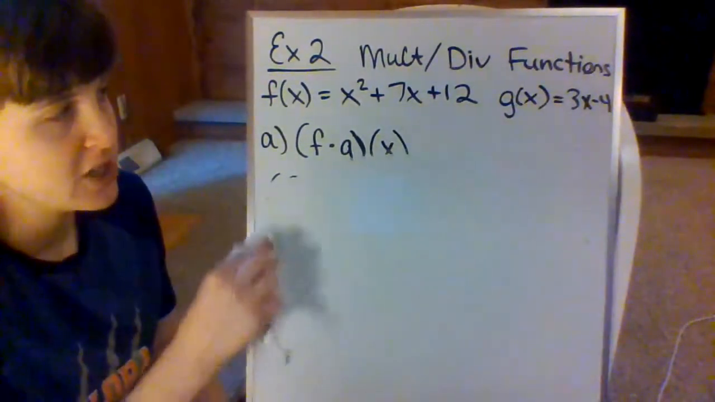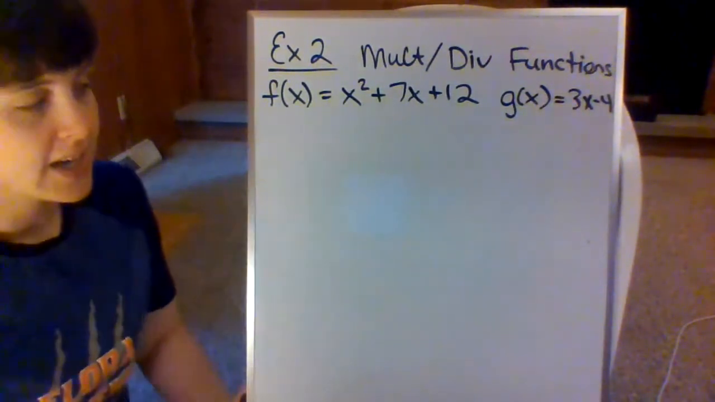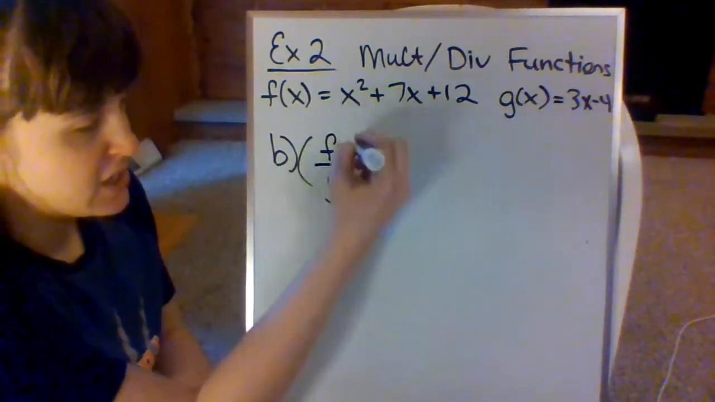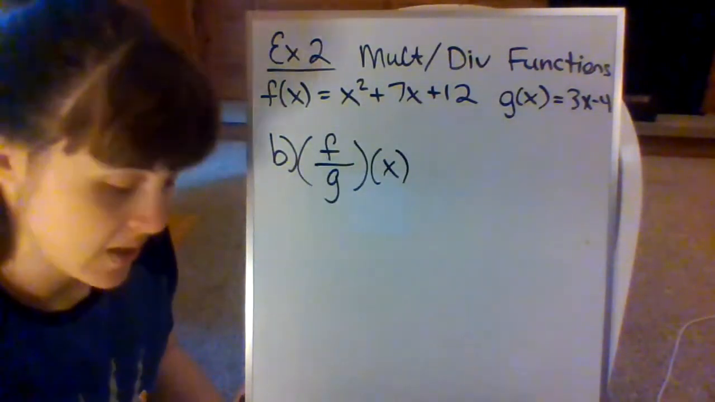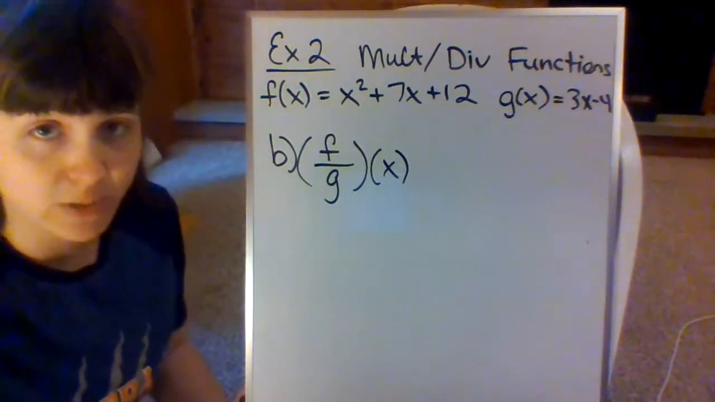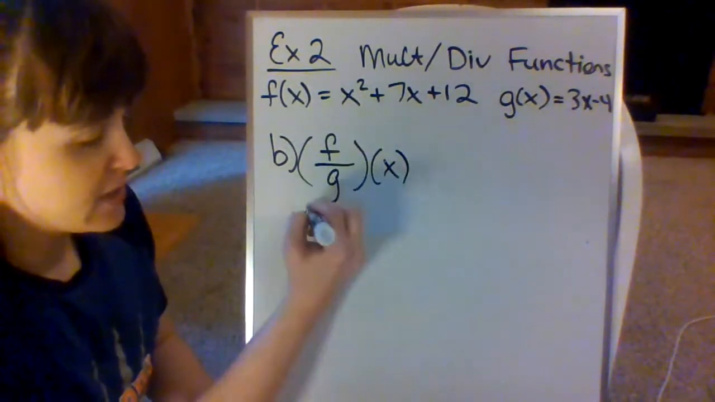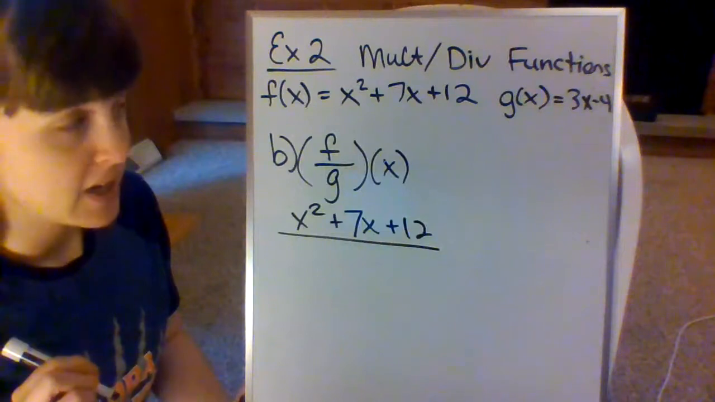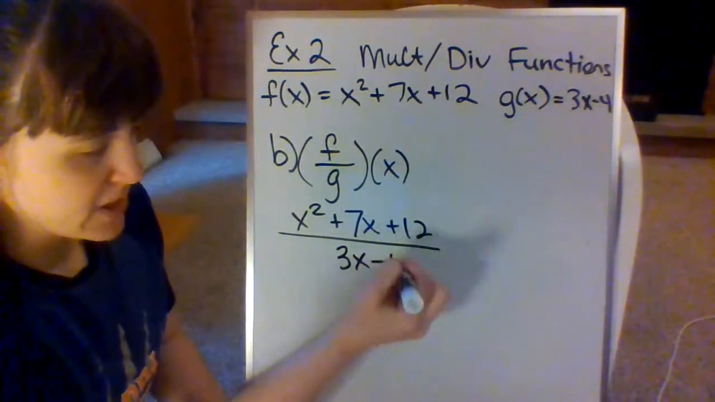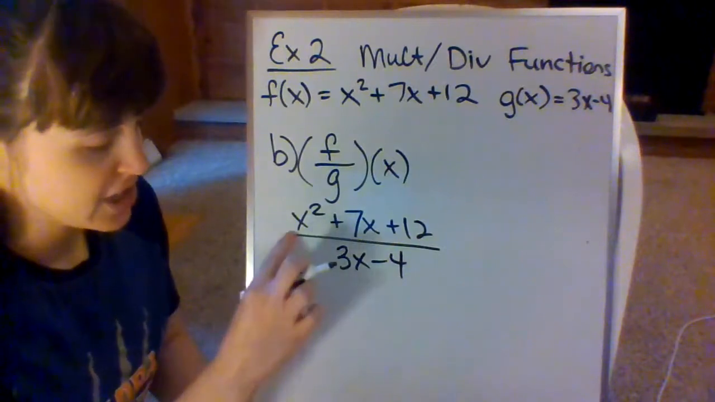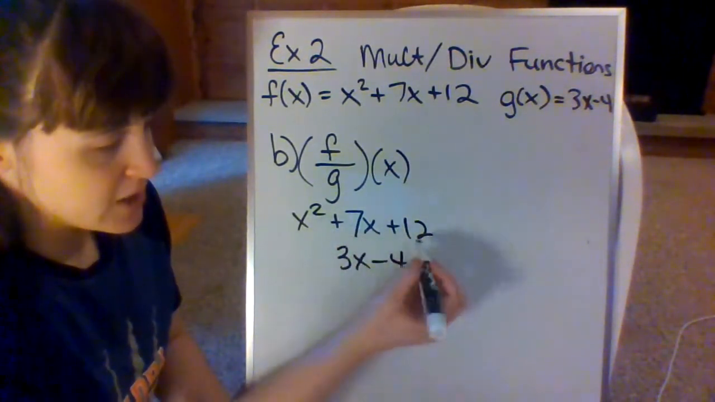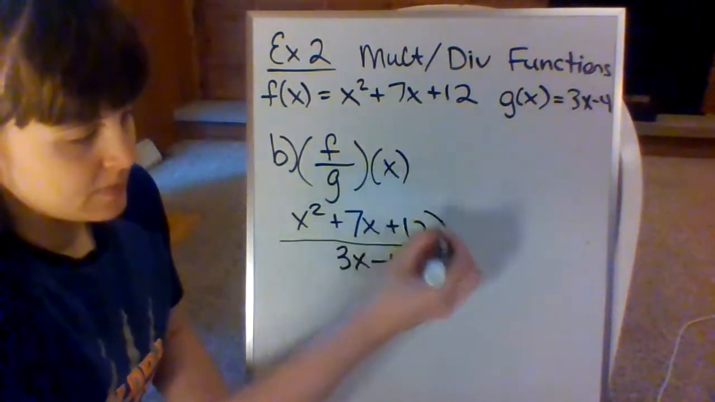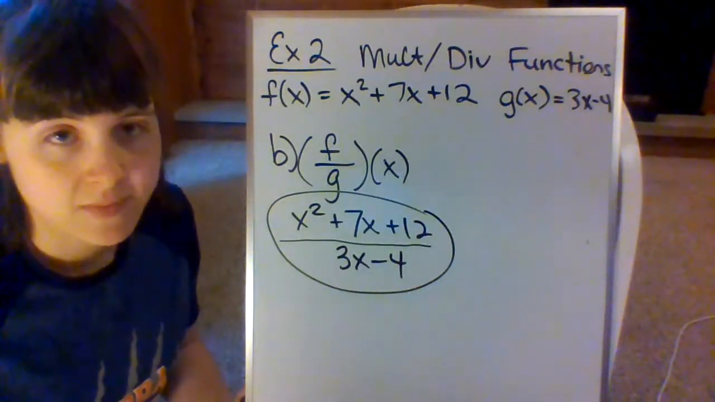So we still have these two functions, f of x and g of x. And now, for part B, we're going to divide them. So f divided by g of x. And so to write f divided by g of x, we're going to take the f function, which is x squared plus 7x plus 12, and divide by the g of x function, which is 3x minus 4. And we're not going to actually do the algebra on that. We're going to just leave it. So that's the answer. That's it. Told you would like dividing.